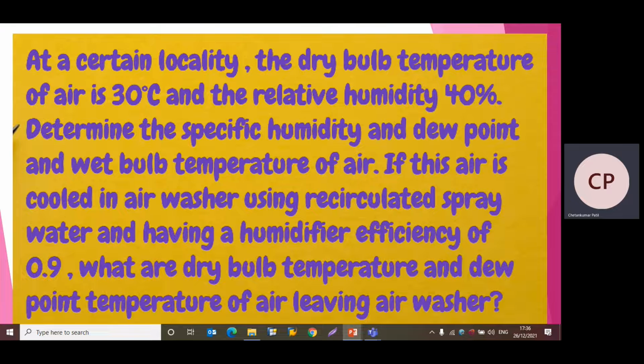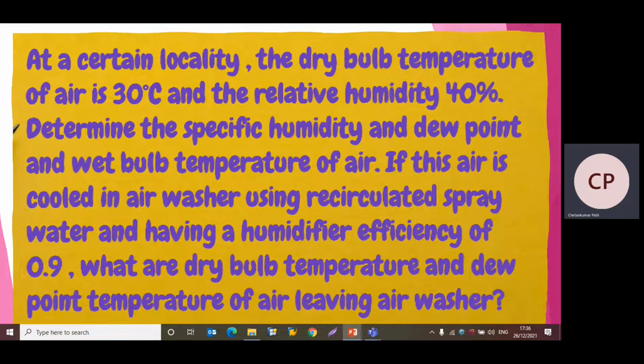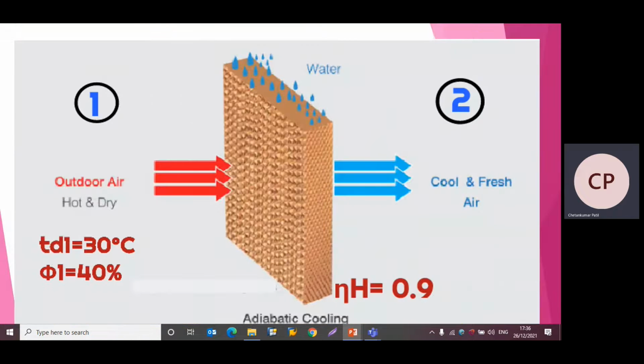Now we will understand this problem with the help of the diagram. If we observe the initial condition of air, that is when the air is entering into this air washer, we will use here the suffix 1. So, what condition is given? Dry bulb temperature TD1 is 30 degrees Celsius and the relative humidity Phi1 is 40%.